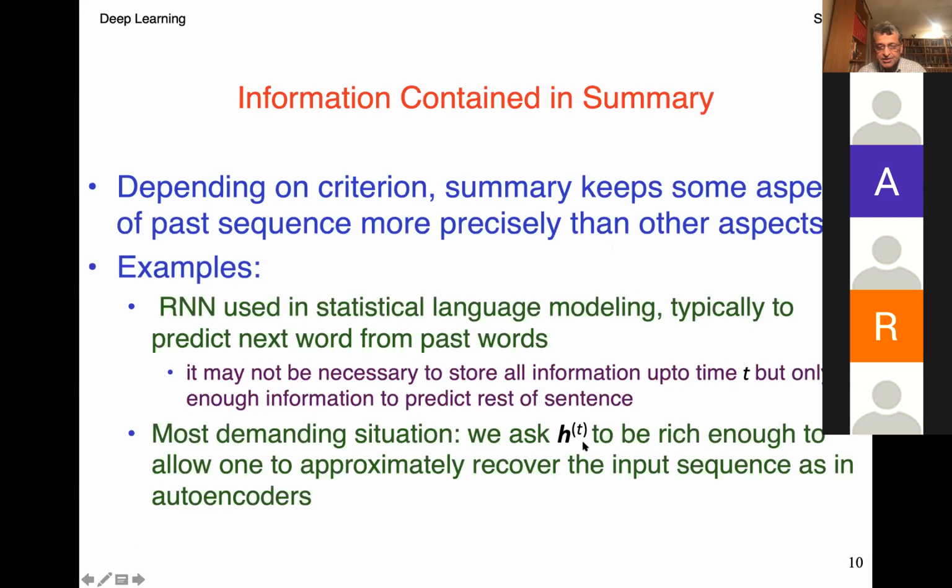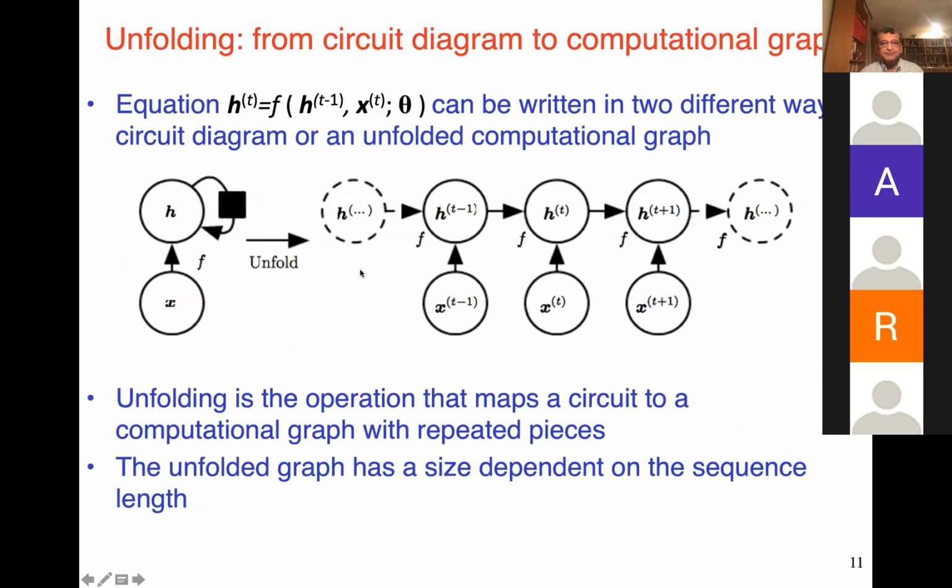The most demanding situation is when we ask HT to be rich enough to allow one to approximately recover the input sequence, as in autoencoders. So we may actually end up asking it to recover, and autoencoders have to recover what was input. So that is an extreme situation. Anyway, we have another diagram on unfolding here. The unfolded graph has a size dependent on the sequence length.